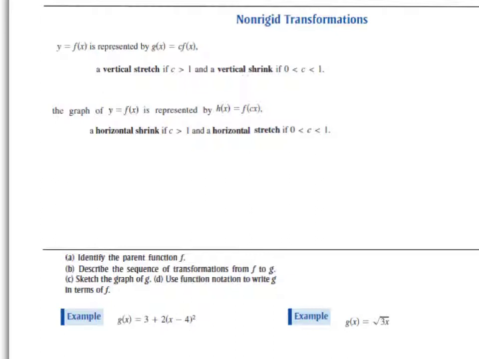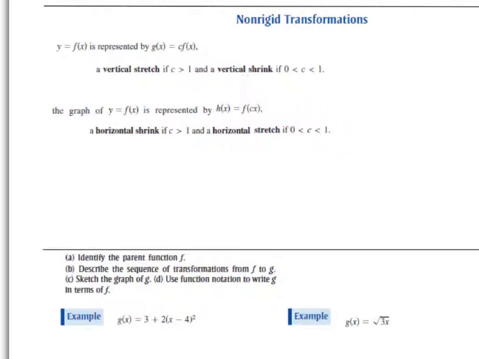But the one that causes people the most problems are the horizontal changes. Horizontal changes are going to be happening inside the function. And anytime you have some type of horizontal change, you're always going to do the opposite of what it tells you. So if the value being multiplied inside, and we'll call that C again, is greater than 1, it's actually going to be a horizontal shrink. And if that value is between 0 and 1, it's going to be a horizontal stretch.